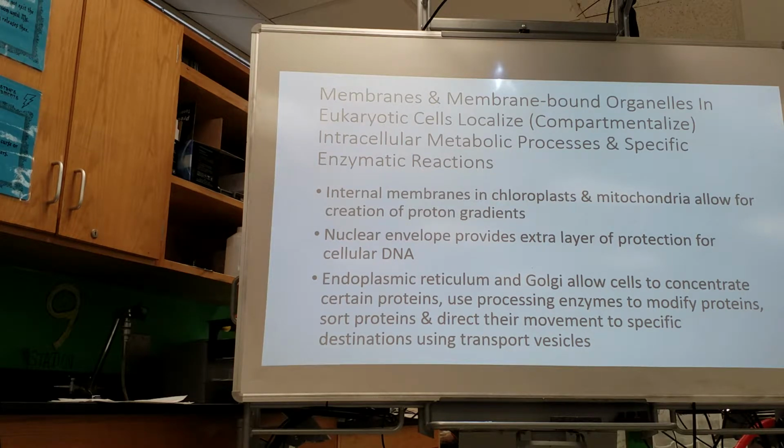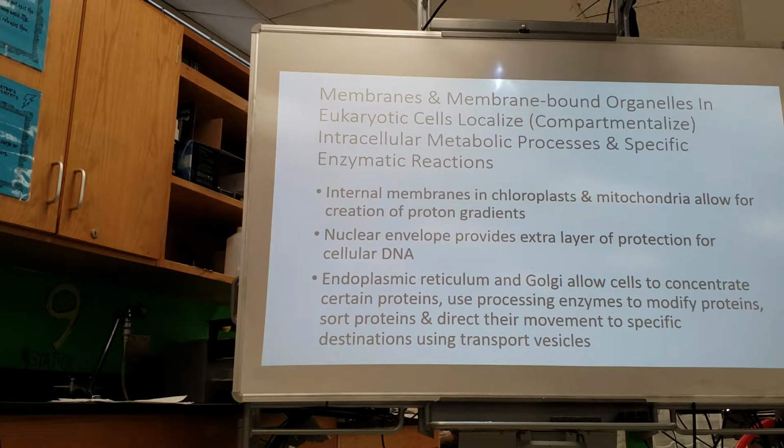In chloroplasts and mitochondria, you can make proton gradients. That's a concentration gradient of hydrogen ions that you can then use to make ATP. You have the nuclear envelope providing extra protection for your DNA. Your DNA is constantly under threat of hijacking by bacteria or viruses, and so an extra physical barrier between your DNA, which you need to keep unmutated so you can stay safe and uncancered, will be an extra layer of protection to prevent mutations or to also prevent viruses from coming in and taking over the cell.